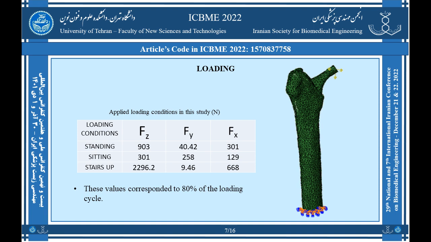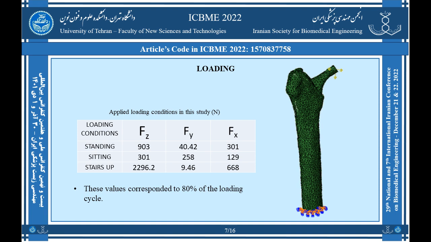The properties of the used materials are considered to be homogeneous, elastic, and isotropic. The properties of the implant material were assumed equal to titanium. In this study, three loading conditions of standing, sitting, and stairs up were applied to the head of the models, and the values of these forces are shown here in this table. These values correspond to 80% of each loading cycle and belong to an 86 kilogram person.